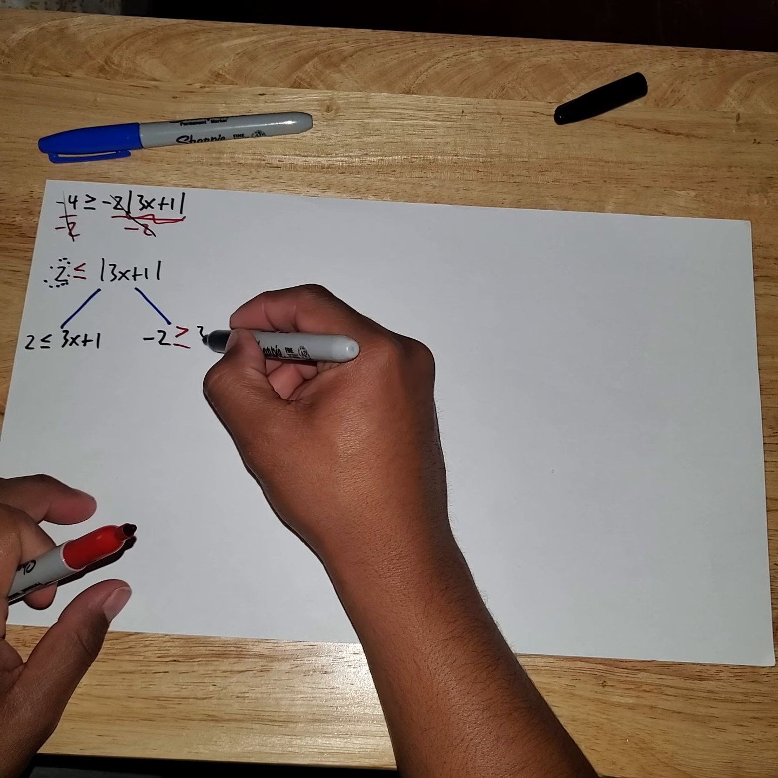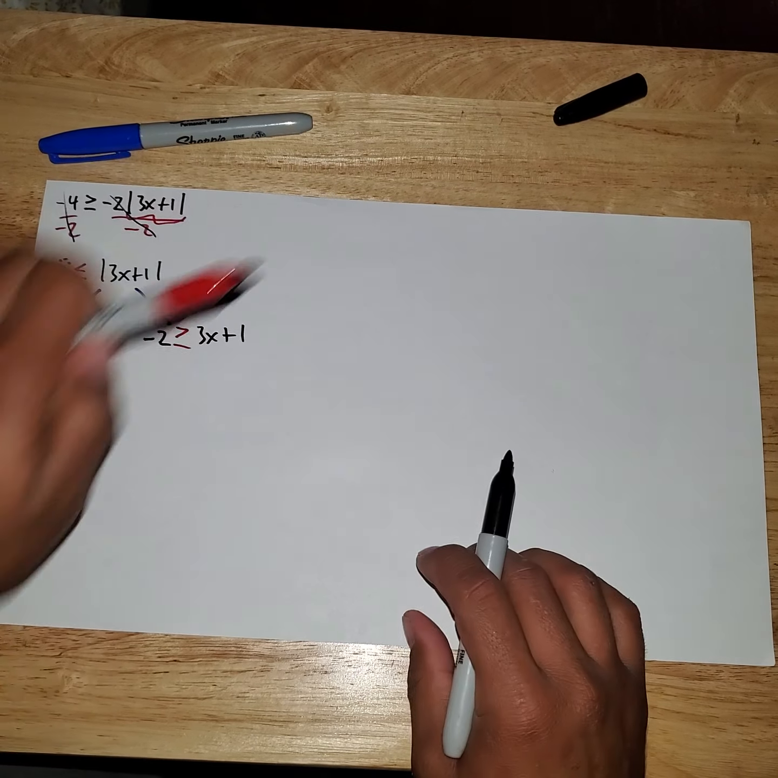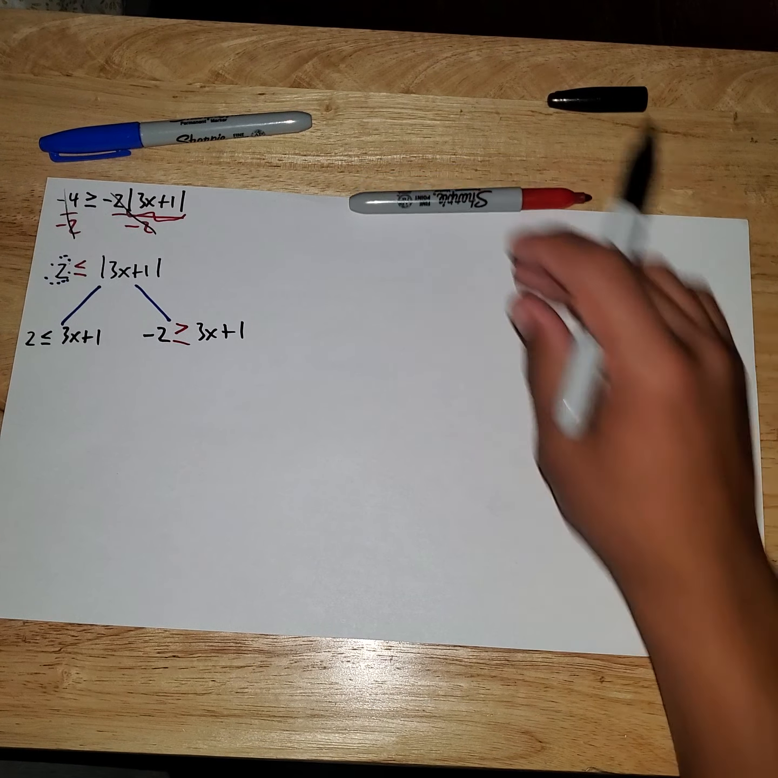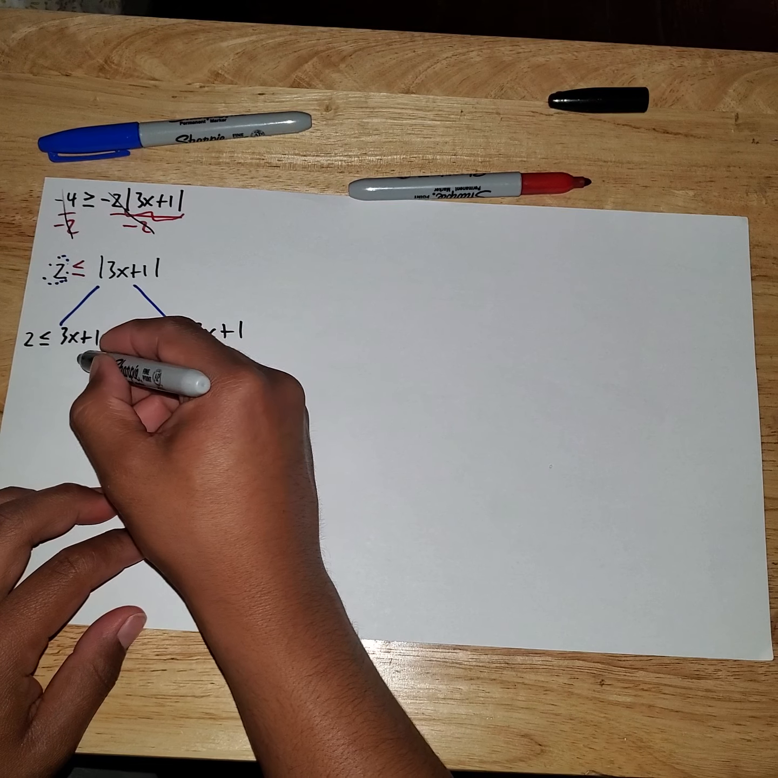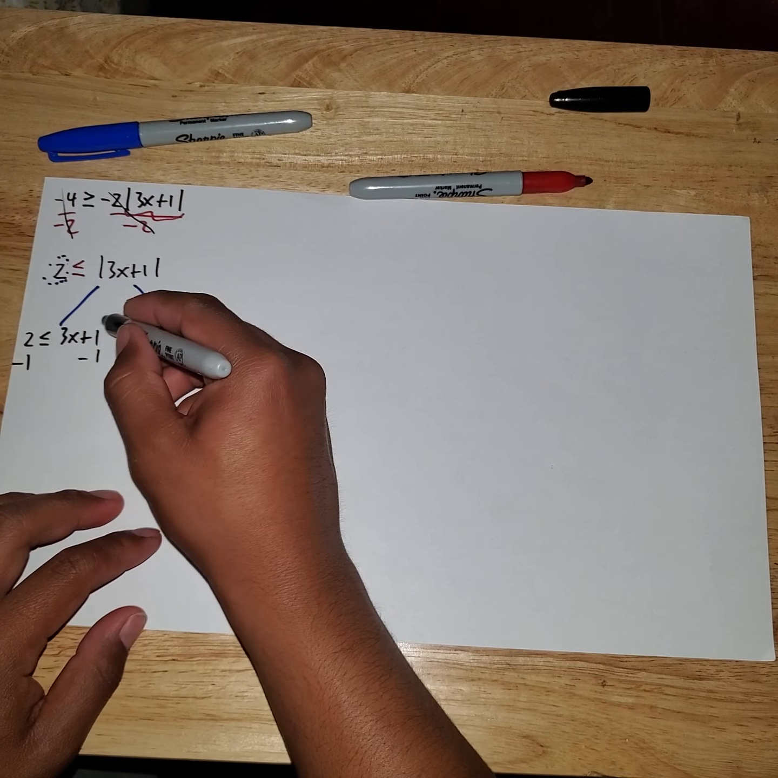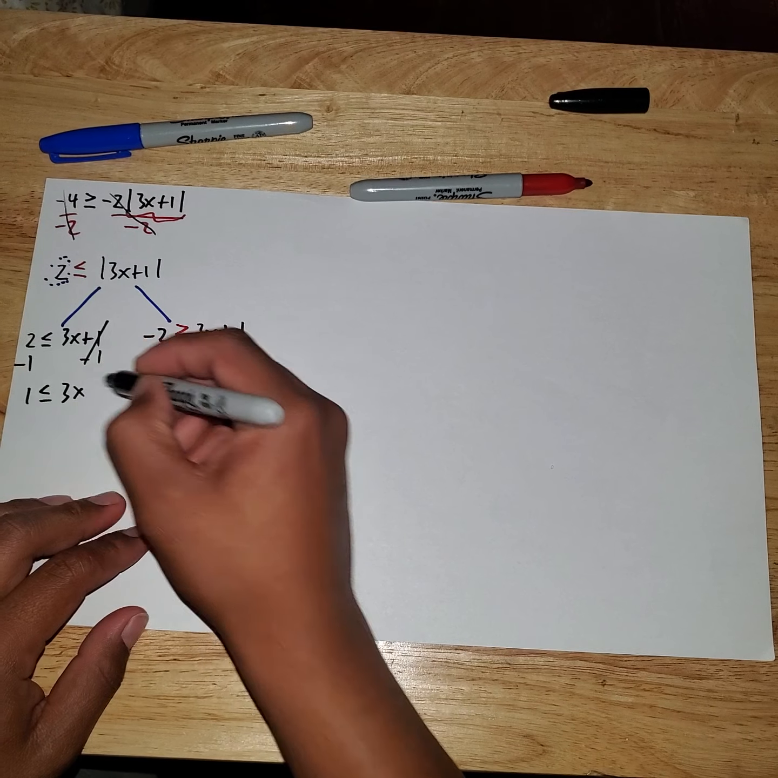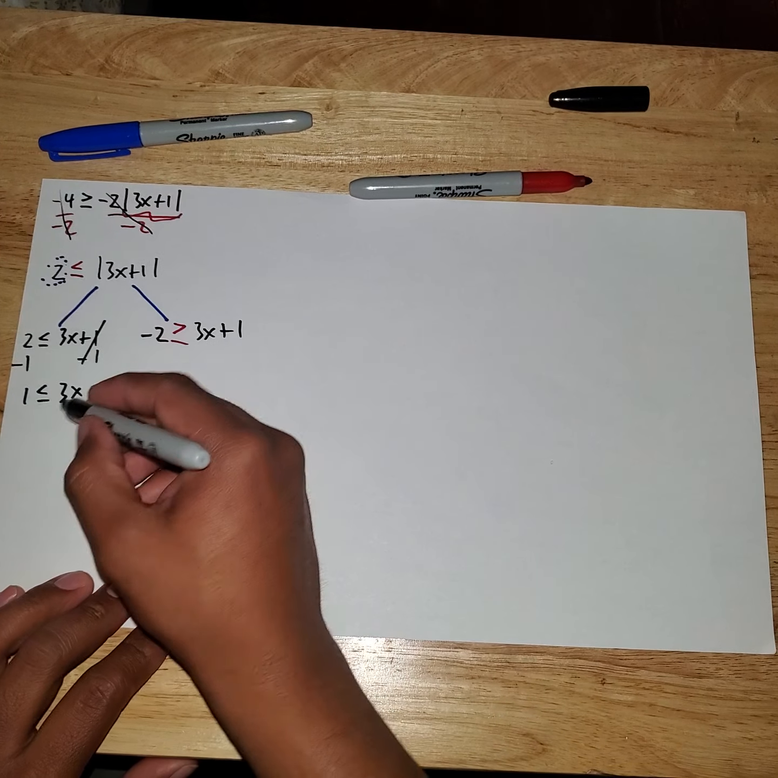Now we have our 3x plus 1. And now you just want to isolate your variable. It doesn't matter on which side it is. So I'm going to subtract 1 on both sides. That leaves me with 1 is less than or equal to 3x. Now I have to divide by 3.